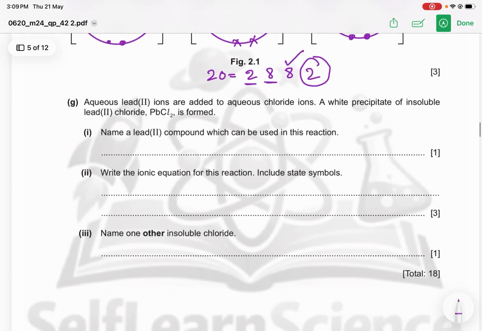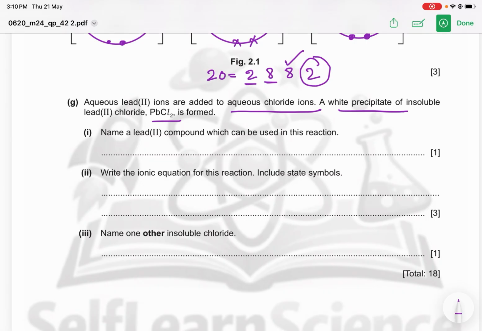Next, aqueous lead 2 ions are added to aqueous chloride ions. A white precipitate of insoluble lead 2 chloride is formed. Name a lead 2 compound which can be used in this reaction.